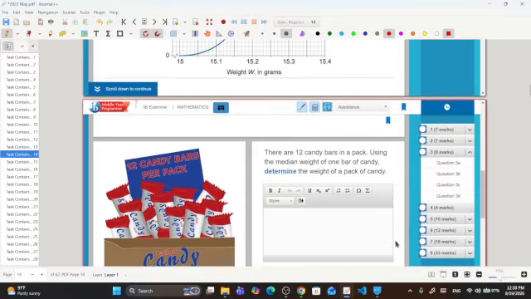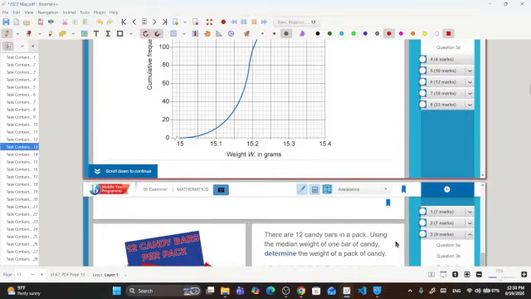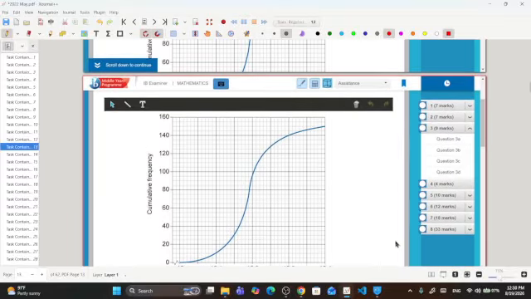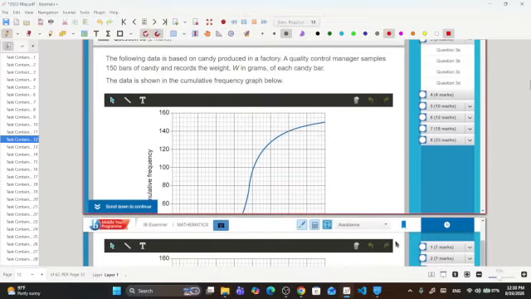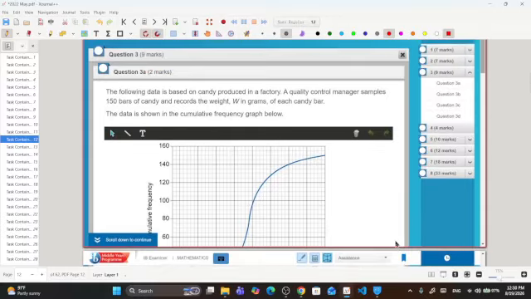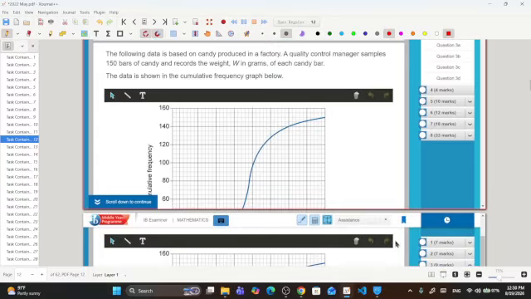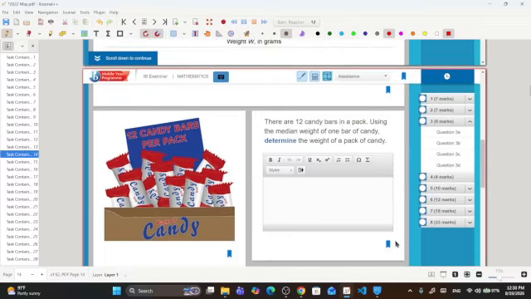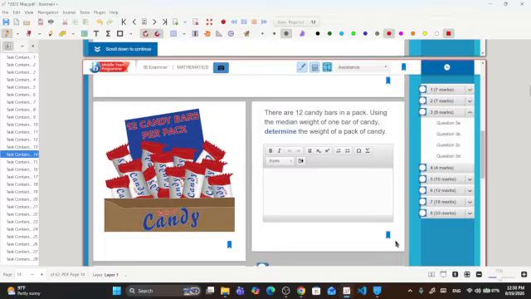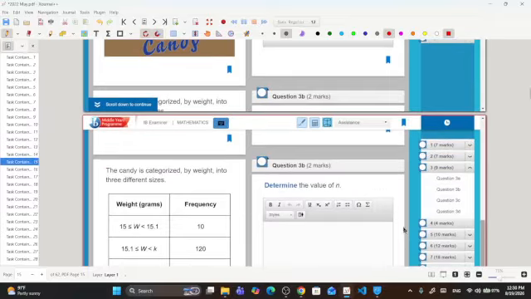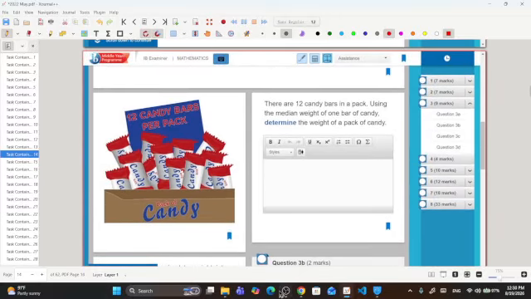Alright. There are 12 candy bars in a pack. Using the median weight of one bar of candy, determine the weight of a pack of candy. So there were a total of 150 bars, right? And 12 candy bars in a pack. Determine the weight of one pack of candy. Hmm. Let's try to solve it.